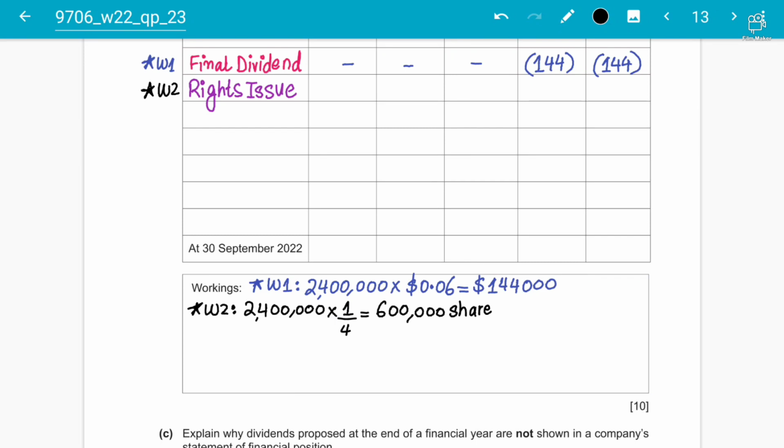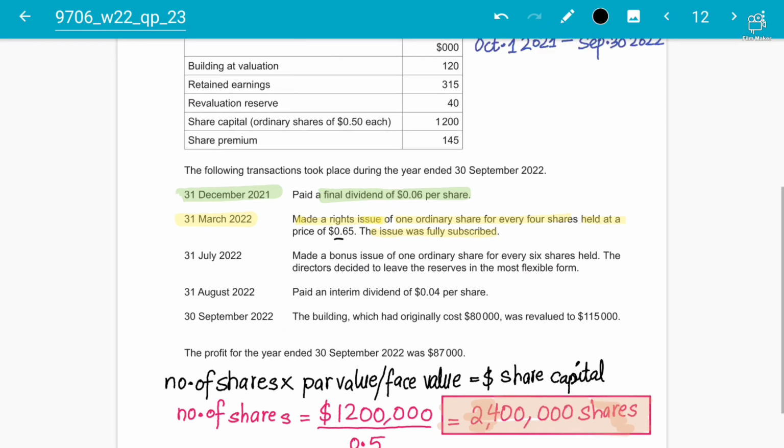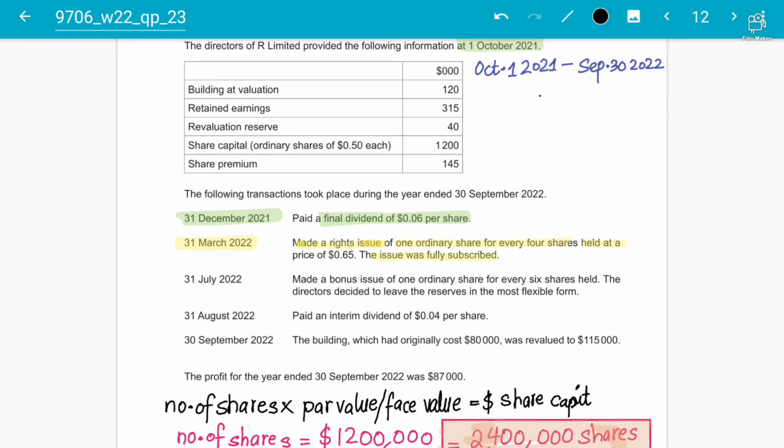Now rights issue is basically done on par plus premium. Okay, and we can see that the price is mentioned here, that it is 0.65. They are being issued at 0.65. So students need to understand that, sir, from 0.65, follow very carefully, students, that 0.65 have the split of 0.5 as the share par value, the face value, and 0.15 as the premium.